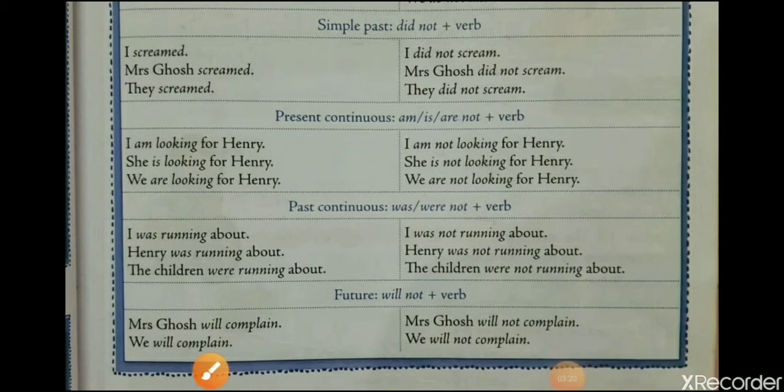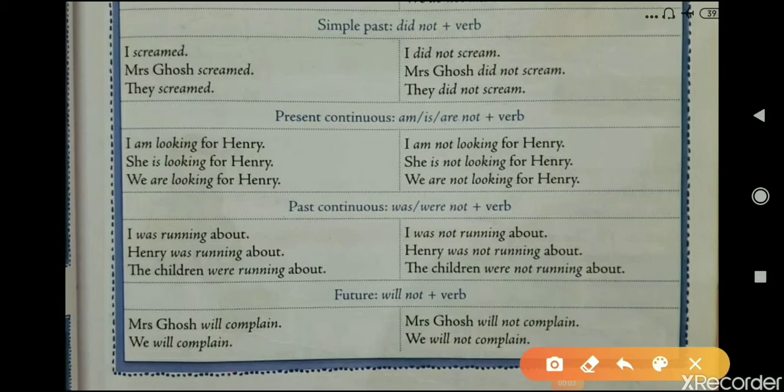Past continuous. I was running about. I was not running about. Henry was running about. Henry was not running about. The children were. Here we use were. The children were not running about. Now next one is future, will not plus verb. Mrs. Ghosh will complain. Mrs. Ghosh will not complain. We will complain. We will not complain. Okay.